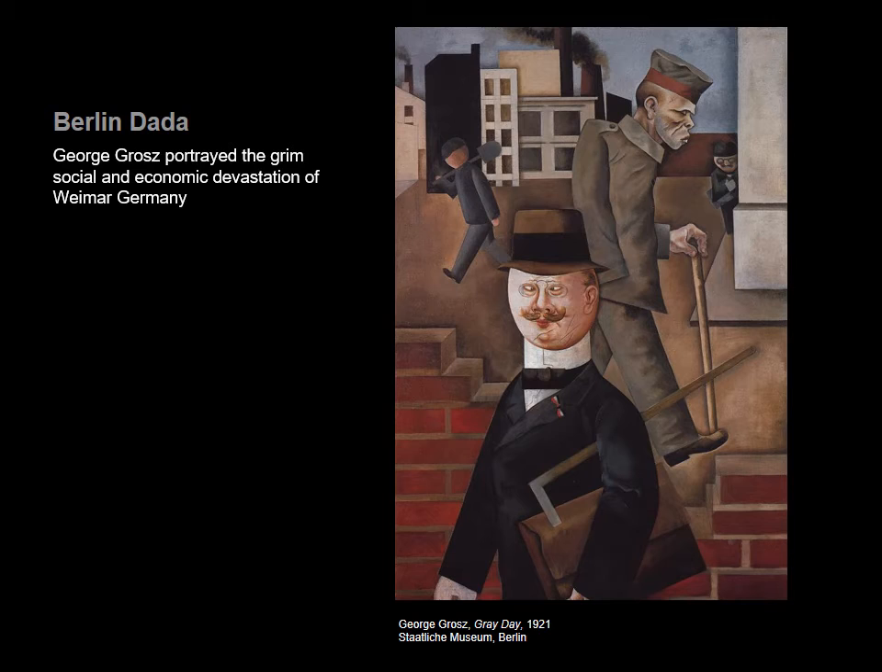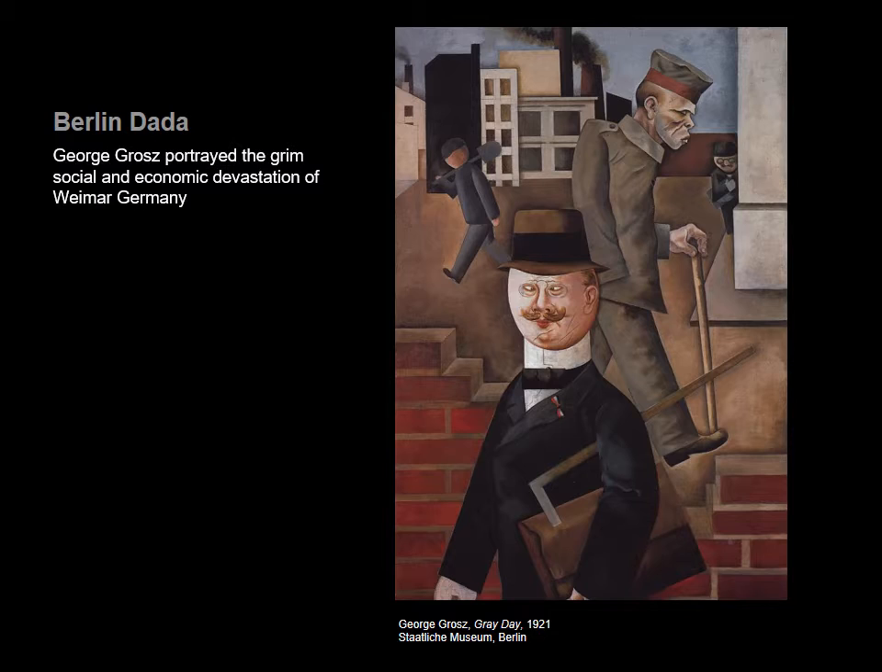So George Grosz is a famous Dada artist who also is working in this new objectivity movement. And so we're going to look at several pieces by Grosz and his sort of social commentary. Again, he's part of the Berlin Dada movement, but he's often focusing on portraying the grim social and economic devastation of Weimar Germany. Weimar Germany is referred to as that interwar period.